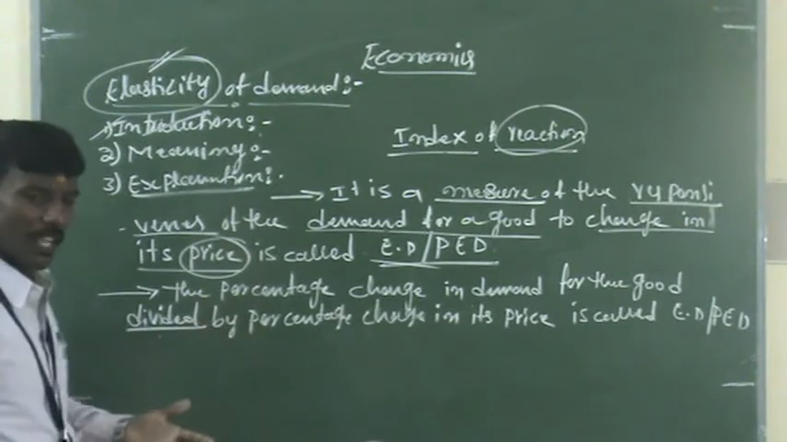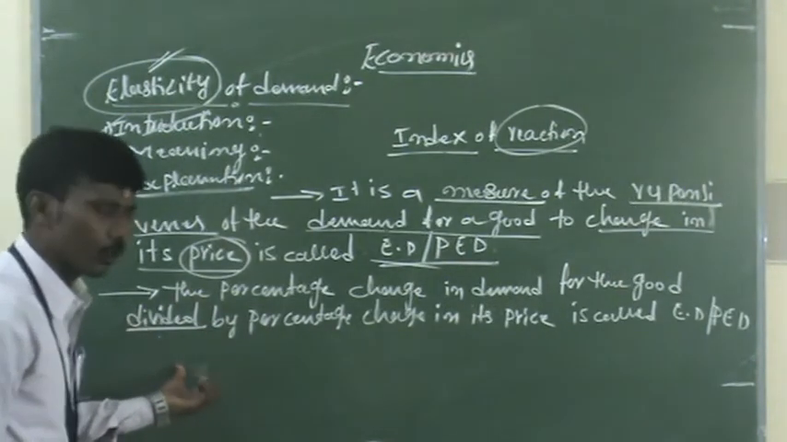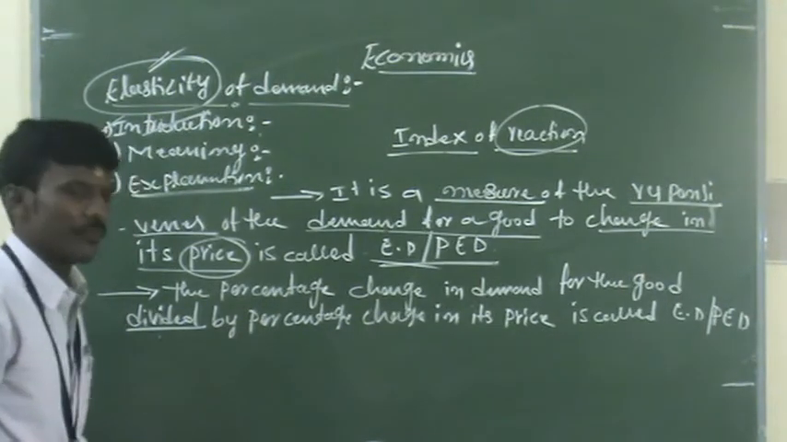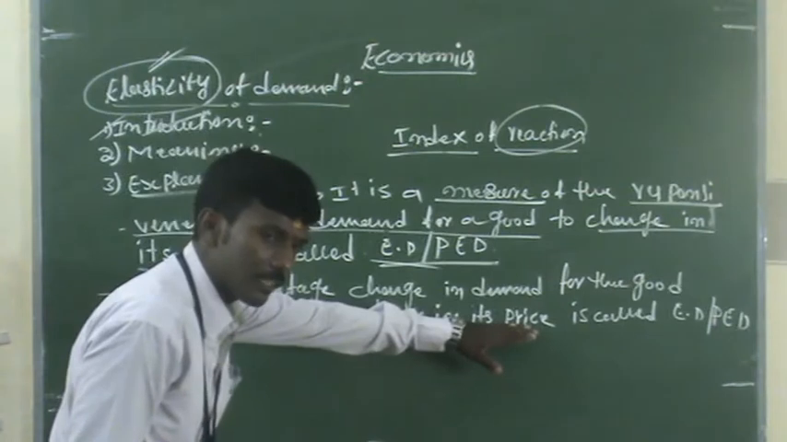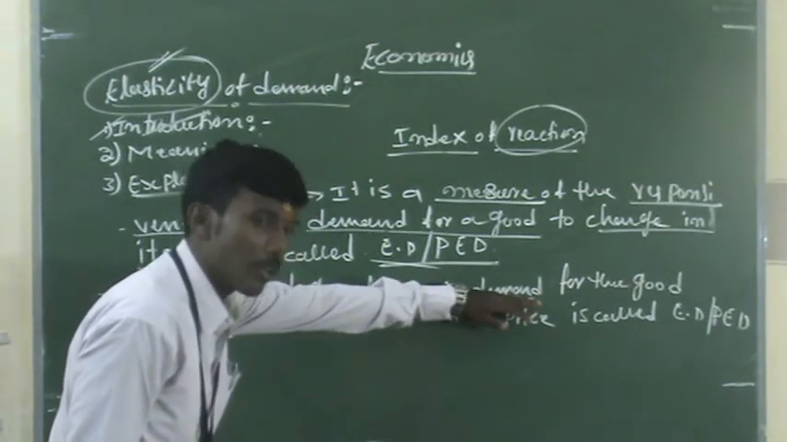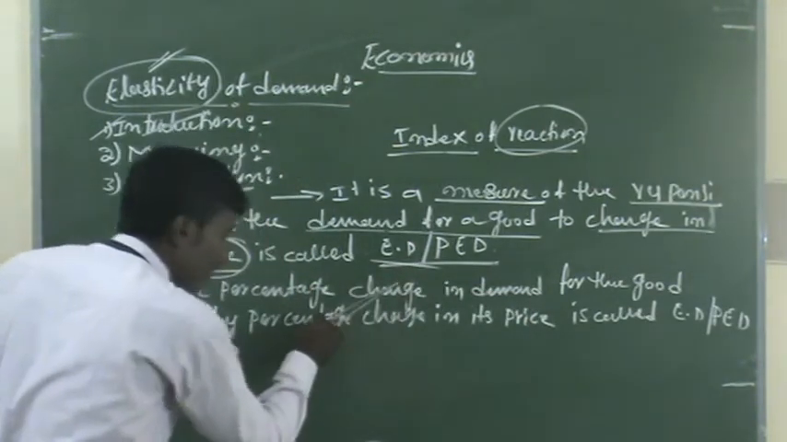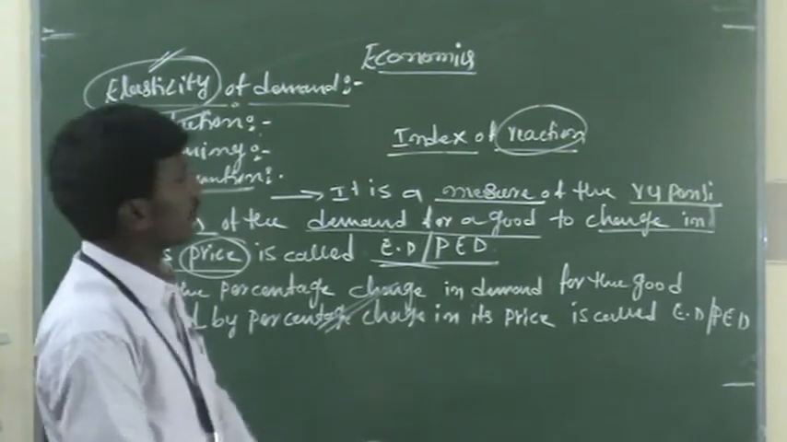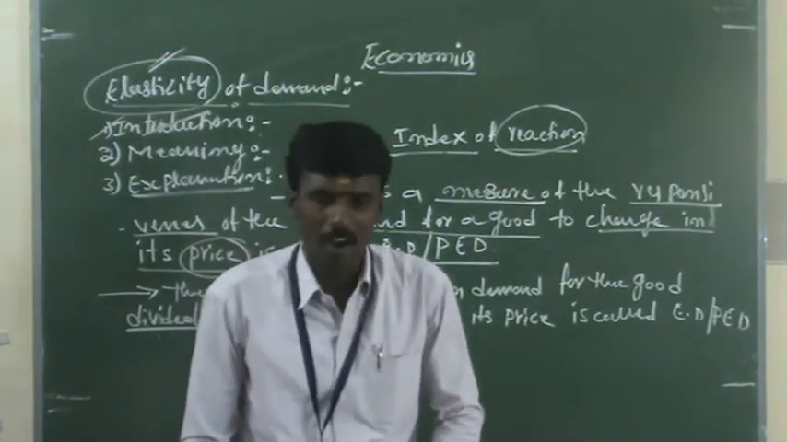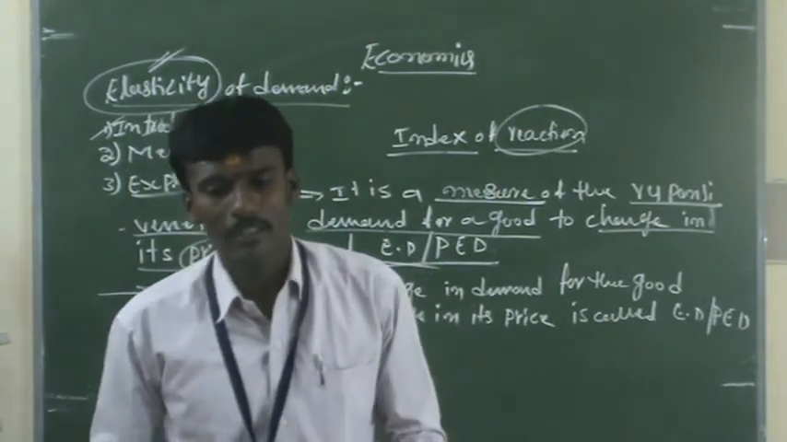See, in other words, the percentage change in the demand for the good divided by the percentage change in its price. ಬೆಲೆಯಲ್ಲಿ ಆಗ್ತಾ ಇರತಕ್ಕಂಥ ಶೇಕಡಾವಾರು ಬದಲಾವಣೆಯನ್ನು ಬೇಡಿಕೆಯಲ್ಲಿ ಆಗ್ತಾ ಇರತಕ್ಕಂಥ ಶೇಕಡಾವಾರು ಬದಲಾವಣೆಯಿಂದ ನಾವು ಭಾಗಿಸಿದಾಗ ನಮಗೆ ಸಿಗ್ತಕ್ಕಂಥದ್ದನ್ನೇ ನಾವಿಲ್ಲಿ elasticity of demand or the PED, the price elasticity of demand ಅಂತ ಕರೀತೀವಿ.